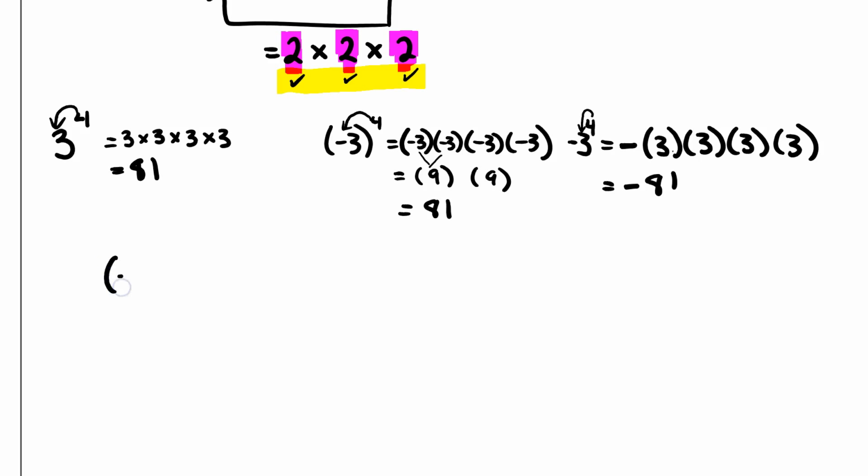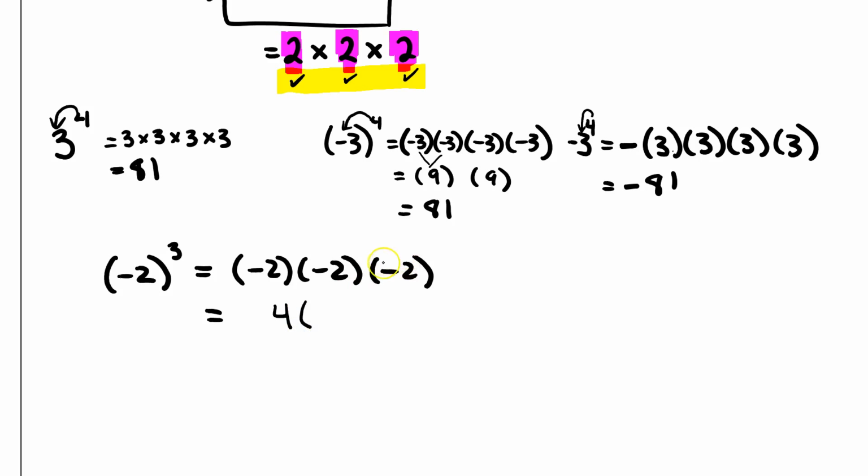Look at this. -2 to the power of 3. The thing that is being repeated all that time is the -2. So my base is -2 times -2 times -2. Now this one right here, -2 times -2 is going to be +4. But then I still have to multiply by -2. Now remember, the operation that happens between those two things is multiplication, not subtraction. 4 times -2 is -8.